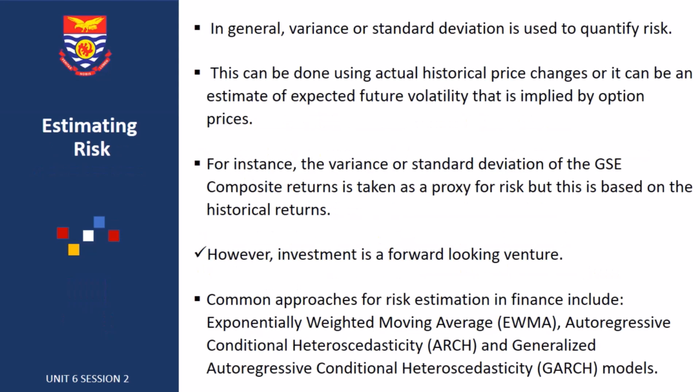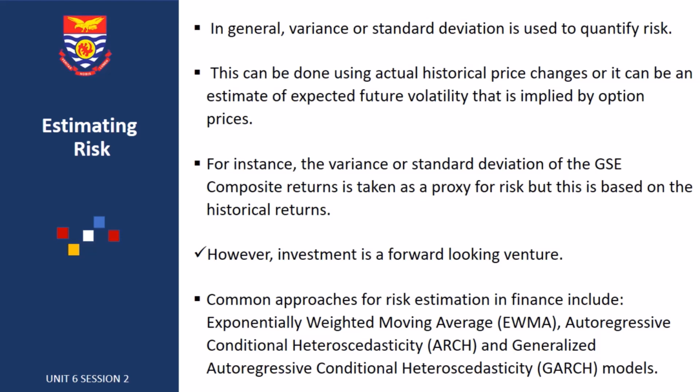Estimating risk. In general, the variance or standard deviation is always used as a measure of risk, so we mostly quantify our risk in most descriptive analysis with the variance or the standard deviation. This can be done using actual historical price changes, or it can be an estimate of expected future volatility that is implied by option prices. So this is the point of the variability of the quantity which we are interested in.